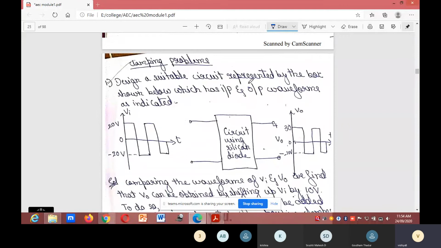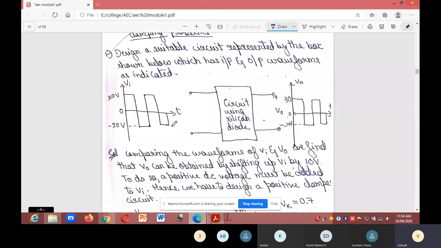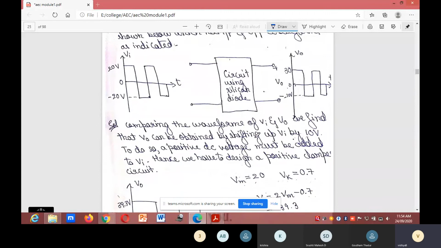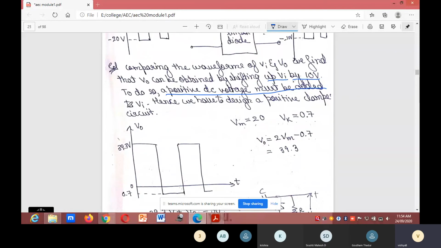Design a suitable circuit represented by the box shown below, which has input and output waveforms as indicated. This is the input and this is the output. Comparing the waveforms of Vi and V0, we find that V0 can be obtained by shifting Vi up by 10 volts. To do so, a positive DC voltage must be added to Vi. So we need to design a positive clamper circuit.